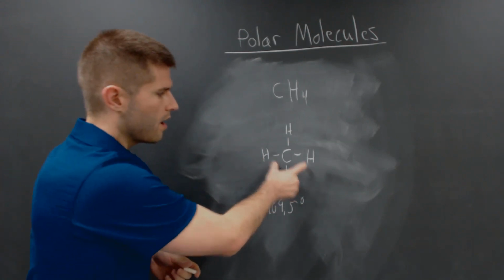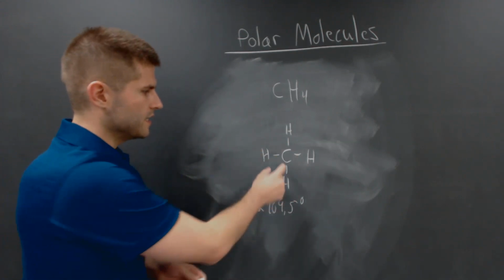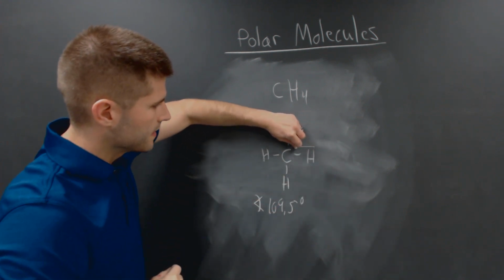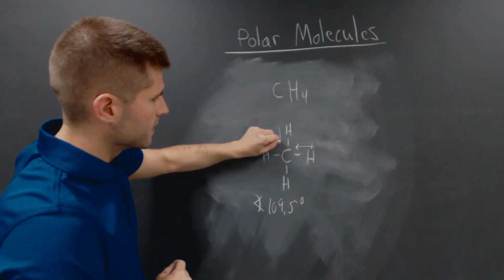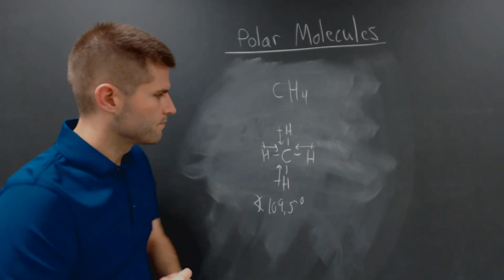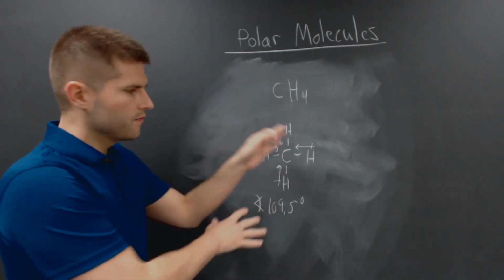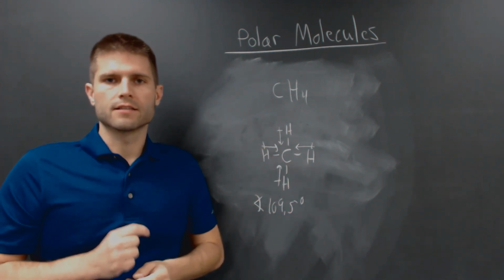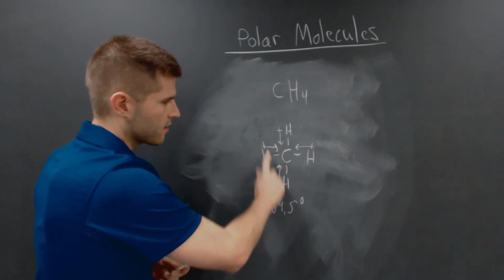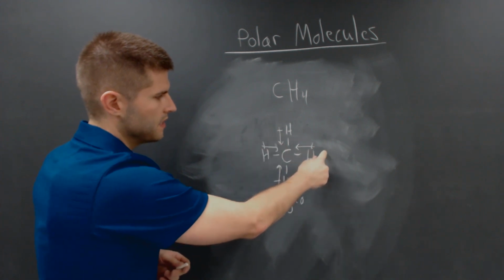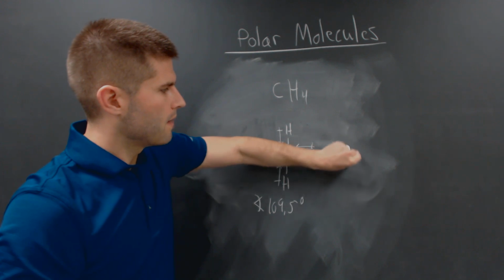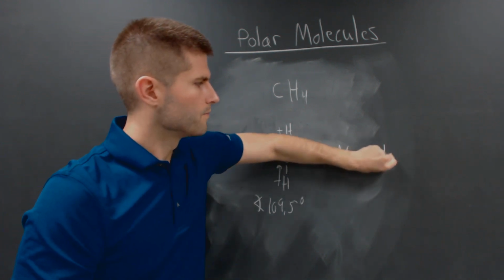So if we were to draw our dipole moments for each of these four H-C bonds, we would get an arrow going in from this one, an arrow going in from this one, an arrow going in from this one, and an arrow going in from this one. Now if we were to add up all of those arrows, they would all cancel each other out. The downward or the upward part of this arrow cancels out with the downward part of this arrow. The left part of this arrow cancels out with the right part of this arrow. So this molecule is non-polar.